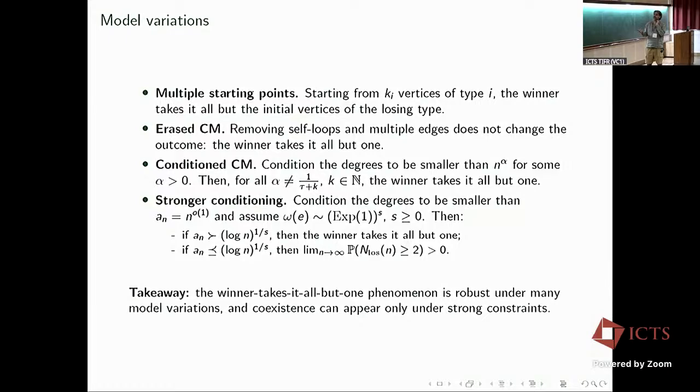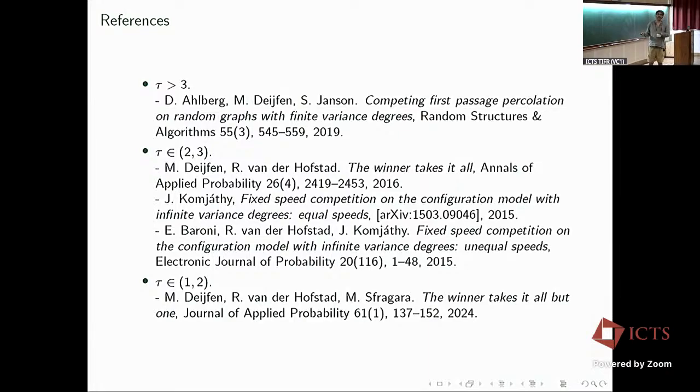So the only way to get rid of this phenomenon is really to either put some constraints on the degrees, or maybe play with different types of passage times. So the idea is, okay, all these variations of the models, erasing, conditioning, multiple starting points, they all show that topology is quite strong. So the winner takes it all but the initial point. And I'm not done. There are just some references for this part of the talk. This is the model with tau bigger than 3. There is this paper, the result of which I showed before. The case tau between 2 and 3 has been studied a little bit more, with constant passage times also, and random passage times. And with tau between 1 and 2, this is the regime I was talking about, where we studied this strong winner takes it all but one phenomenon.